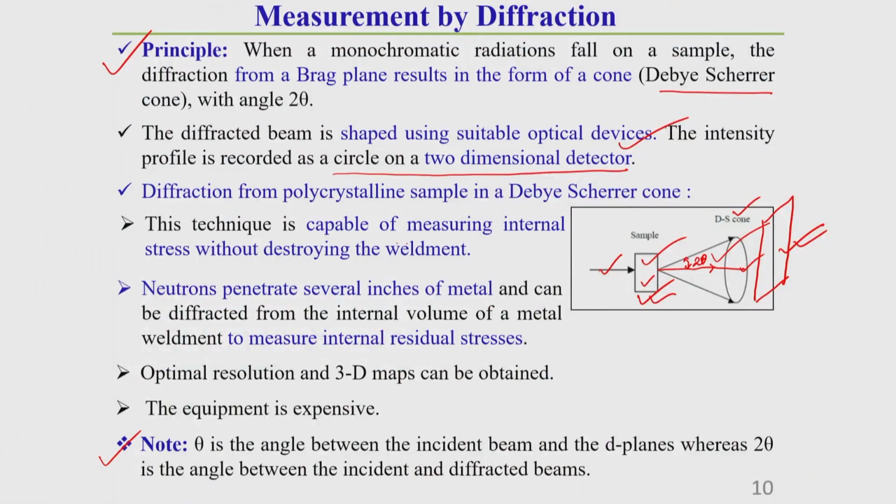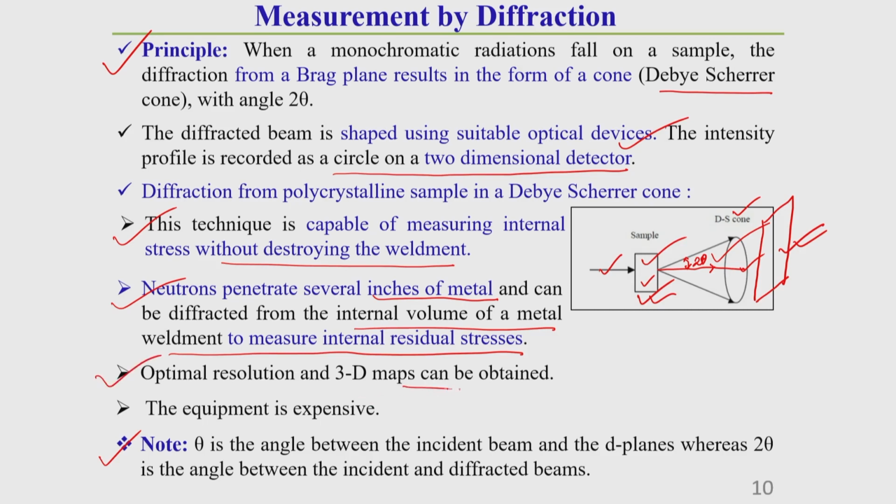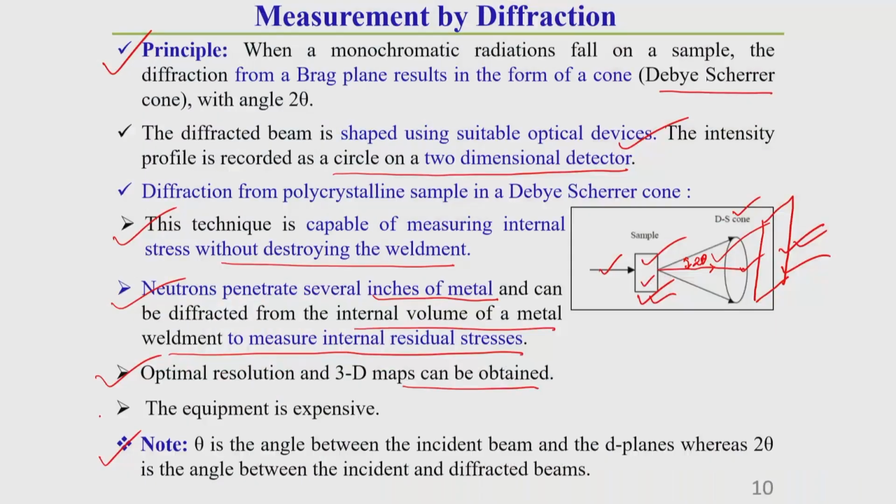That is why I have written that this technique is capable of measuring internal stress without destroying the weldment. Neutrons penetrate several inches of metal, and can be diffracted from the internal volume of the metal weldment to measure the internal residual stress. Optical resolution and a 3D map can be obtained, as I have already told you. In a 2D plane we can find this optical resolution, and also the 3D map of the output, from where we can predict the residual stress distribution. But one thing you should keep in mind, this technique is very expensive, some crore rupees, you can say.